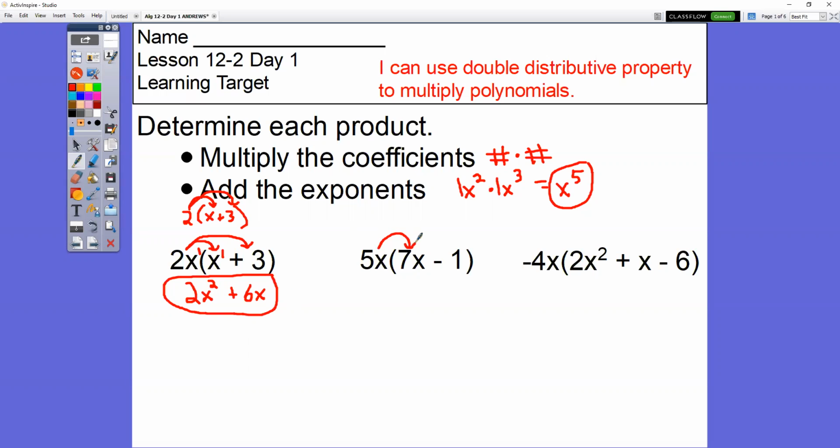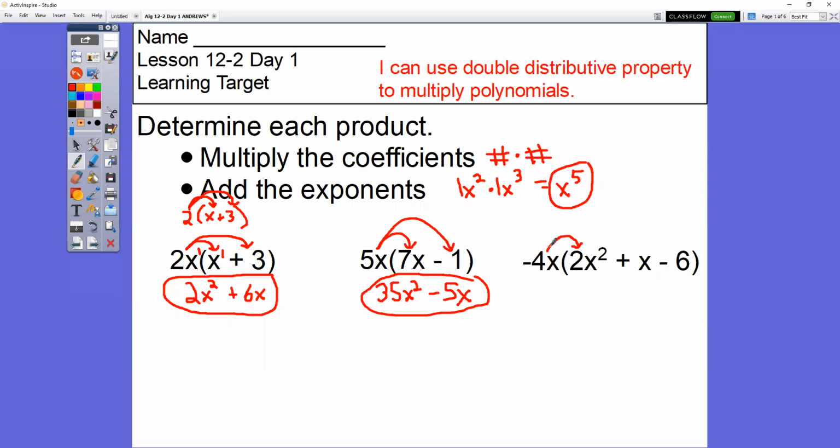So in this one, 5x times 7x is 35x squared. 5x times -1 is -5x. That's our answer. Notice that it's in standard form already. Any answers, and we're going to get some later on that are not in standard form, you want to put them into standard form. So you're going to put your highest number exponent term first.